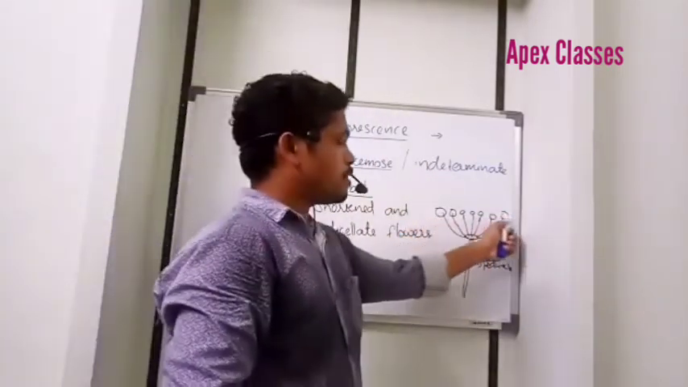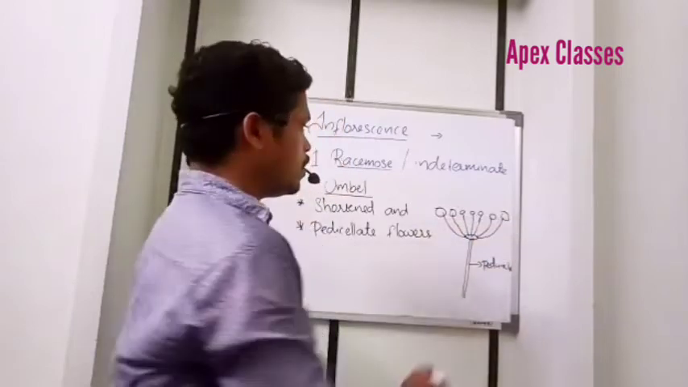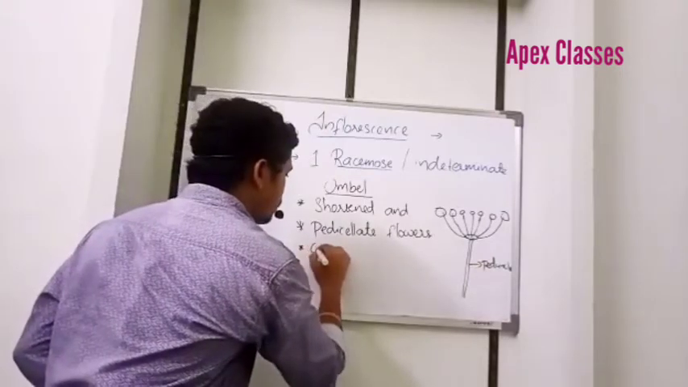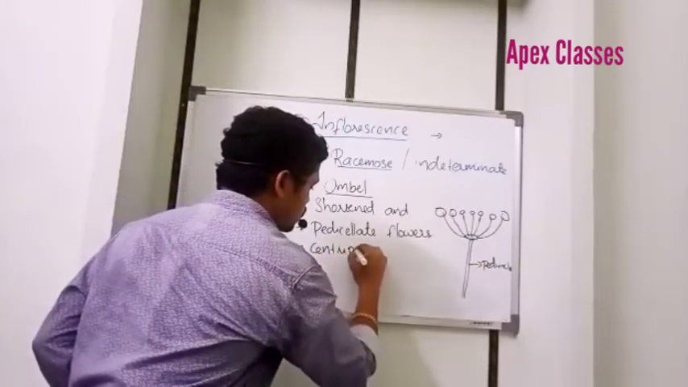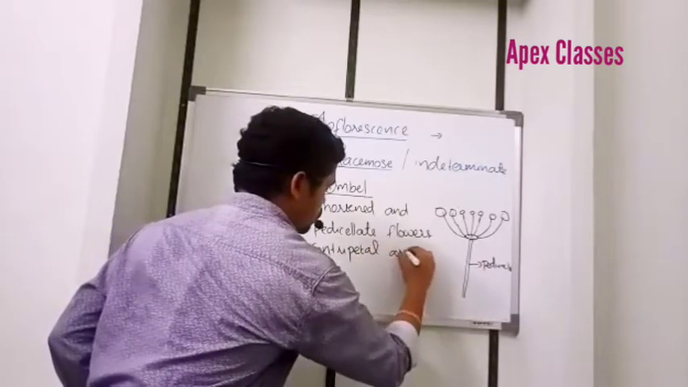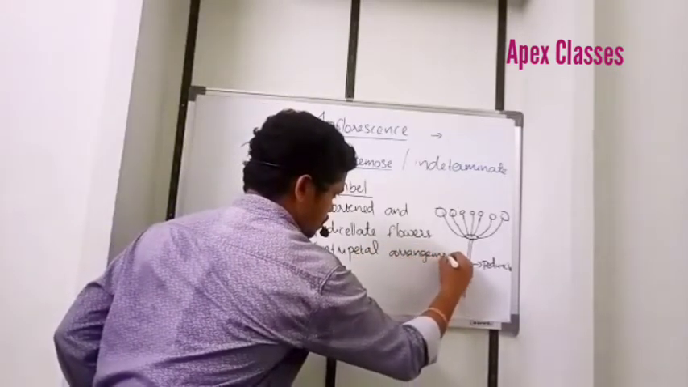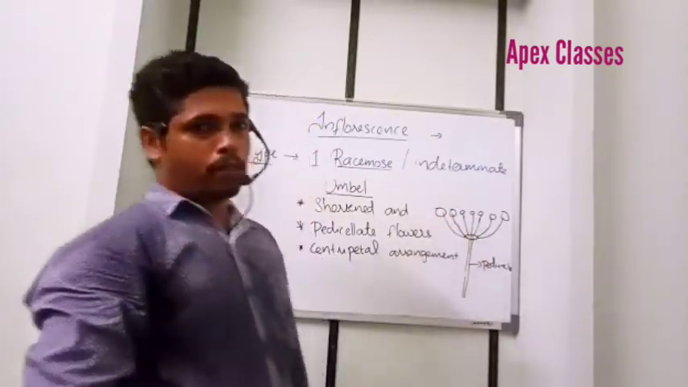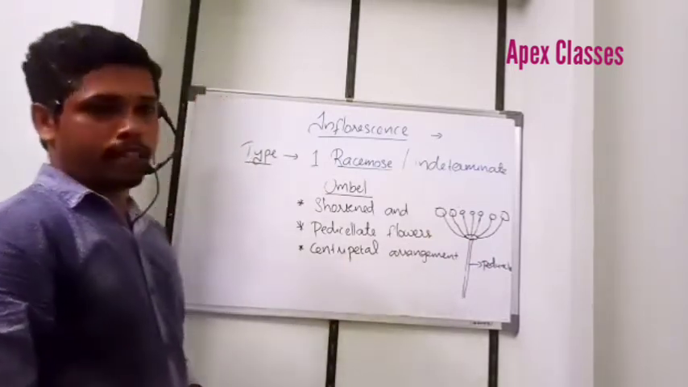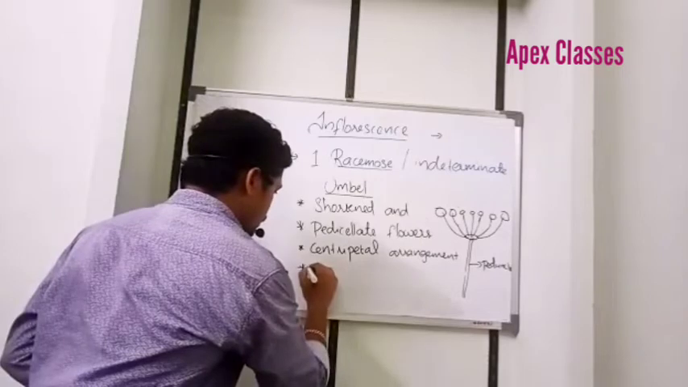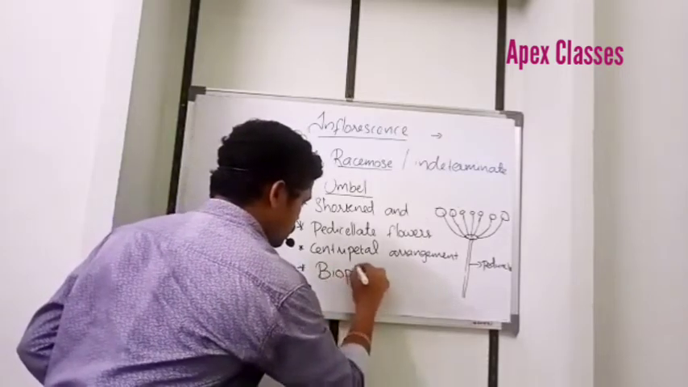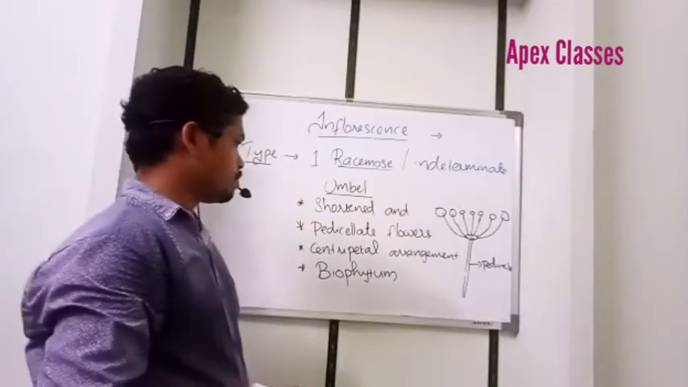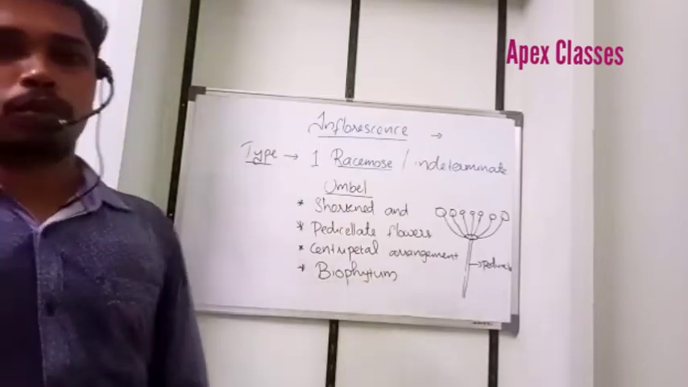So all the flowers are arranged at the same level. Here, the younger at the center, older at the periphery. This type of arrangement is called centripetal arrangement of flowers. Example: coriander. This is about umbel inflorescence.